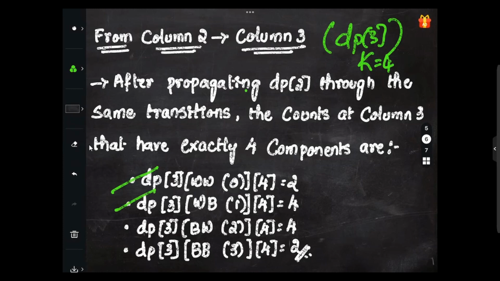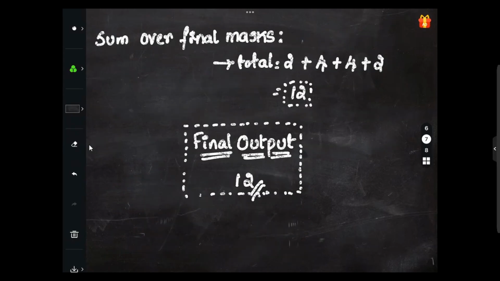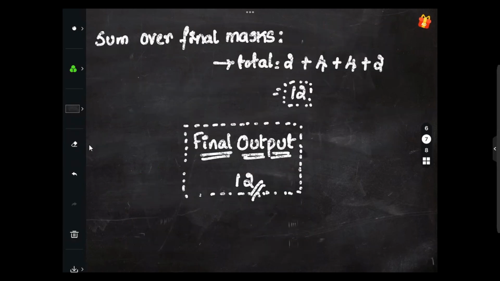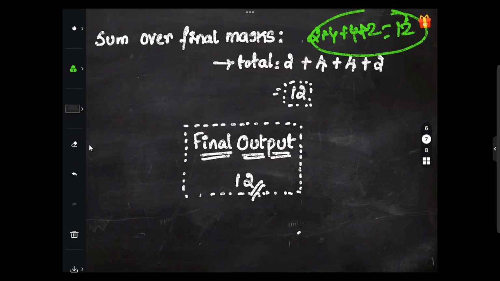You can just have a look into it. DP of 3, WW of 0. Same thing goes with the other 3 as well. So the output that we got here is 2, 4, 4 and 2. So this one we have to sum up. We will sum over the final masks. So total we have got 2, 4, 4 and 2. When we sum up 2 plus 4 plus 4 plus 2, this will lead to 12 basically. So this is the final output that we got here.